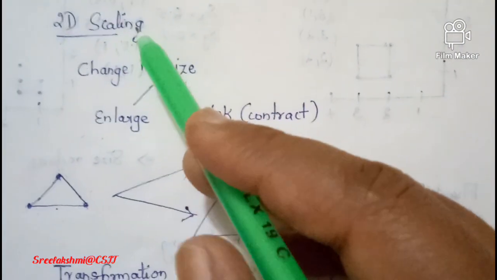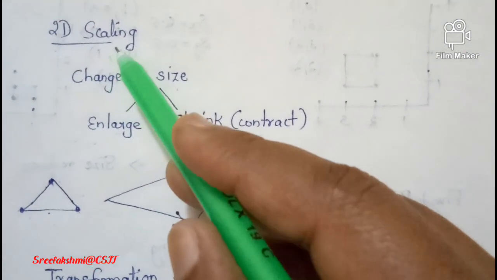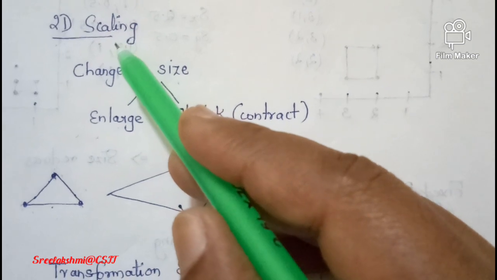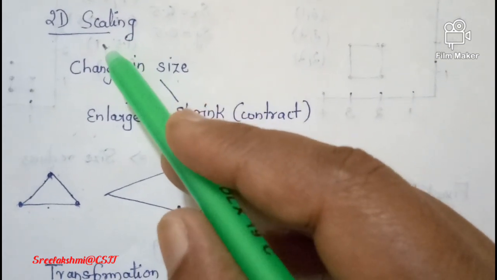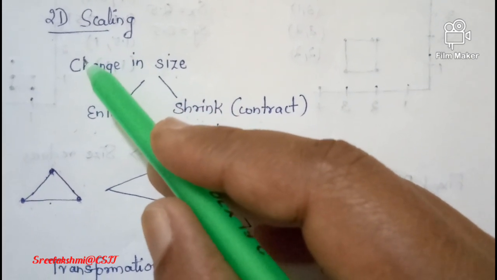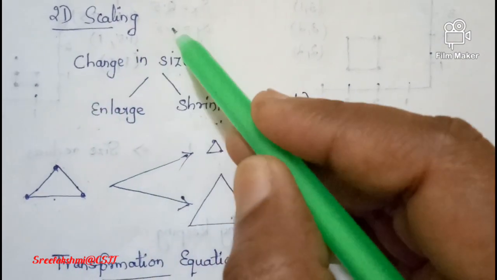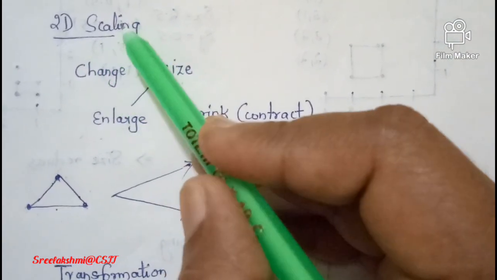Now in the previous session we have learned that there are various types of two-dimensional transformations or different changes that can be performed on an object. And in the previous session we learned how translation works. Translation is nothing but the change in position of an object along a straight line path. So today we will see what scaling is.